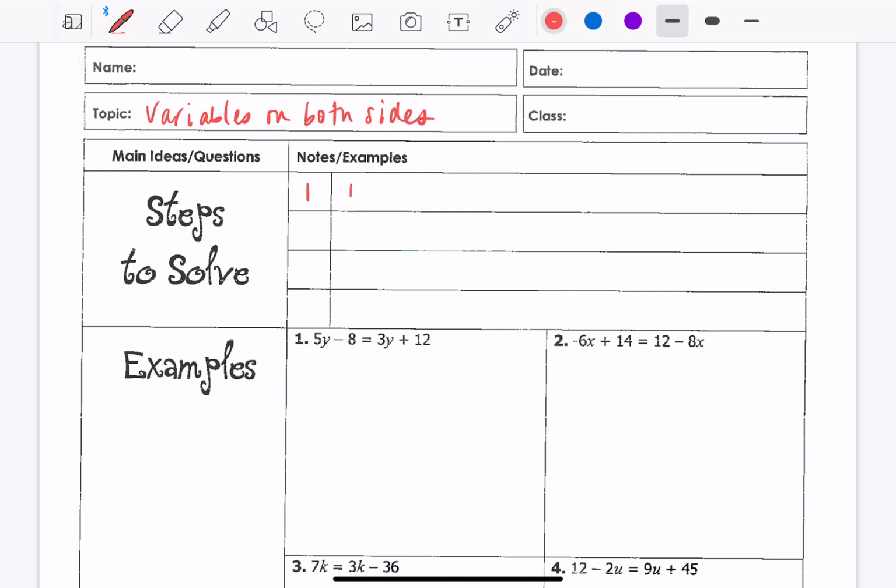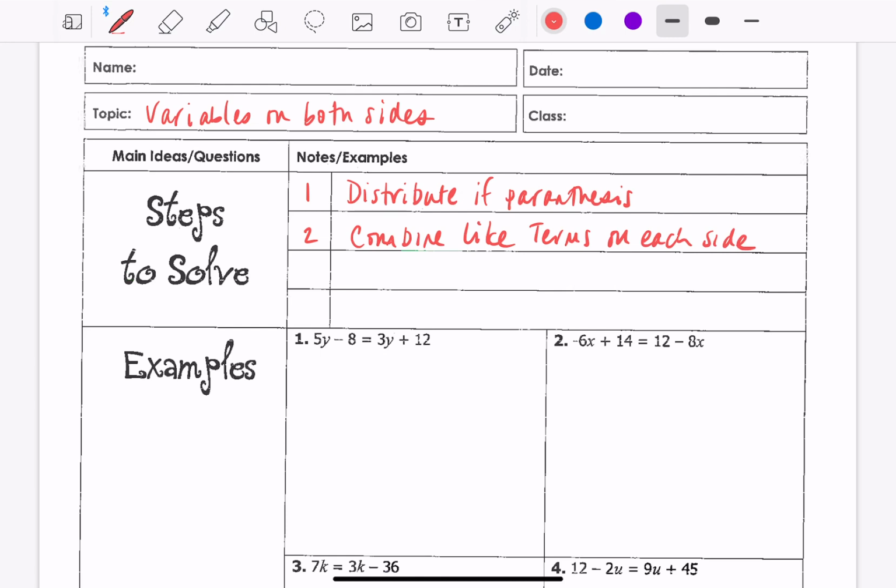The first one is if you have parentheses, you are going to use the distributive property. So I'm going to write distribute if parentheses, right? So you may or may not need to do that if you don't have parentheses. Second step, combine like terms if you have any. And I'm going to also mention on each side. You can't combine like terms that are on different sides of the equal sign. So combine like terms on each side, and that's what we've been doing.